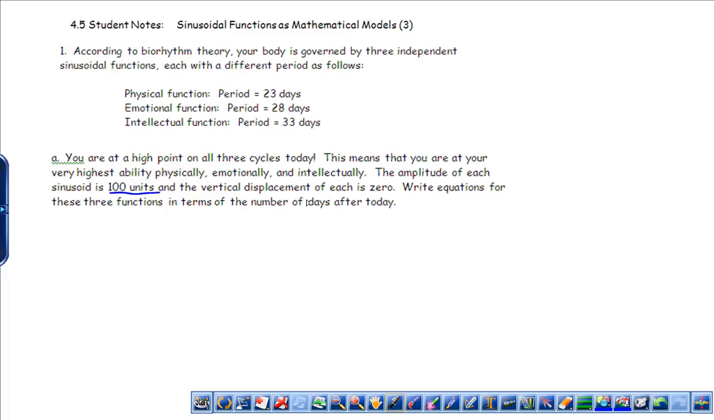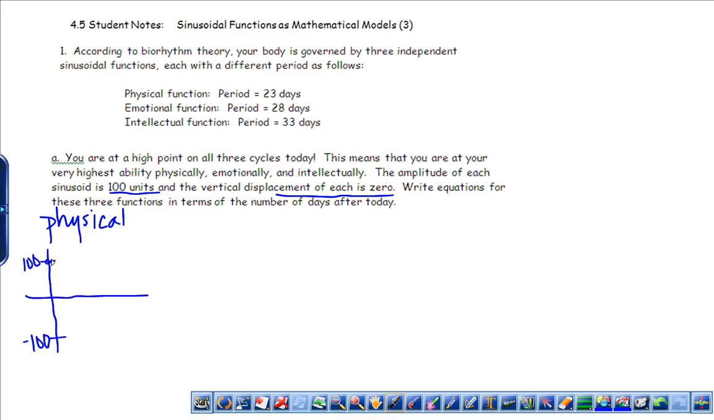So we have some information here, and then we have our periods up here. I'm going to start with our physical, and I'm going to do 3 different graphs to represent these. Remember, you need a graph, and then you need an equation as well. I'm just going to draw a small graph here for my physical. It says each displacement is at 0, so I'm going to go up 100 and down 100. And remember, when you go below the x-axis, you're going to be at a negative.